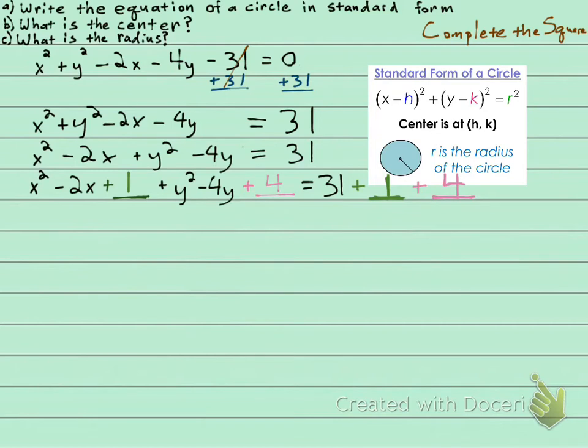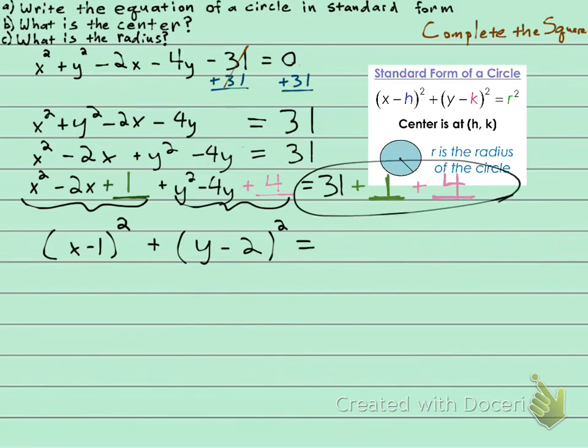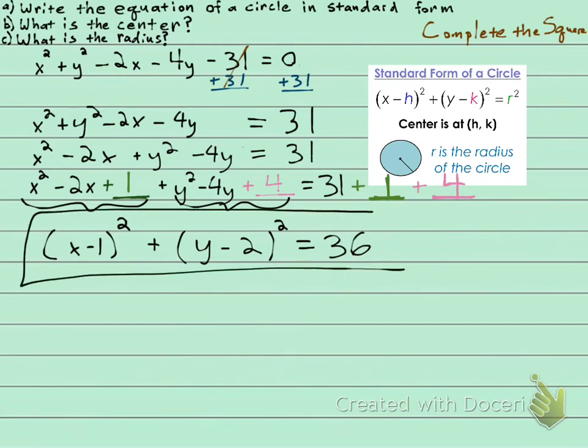All right, now, this thing here is now a perfect square. It's x minus 1 squared. Okay, if you want to go back and look on how to factor a trinomial, that can help you. This thing here is now a perfect square. And it's y minus 2 squared. And that equals, let's add these up, 31 plus 1 plus 4 is 36. And now we have it in standard form. So this is the answer to part A.